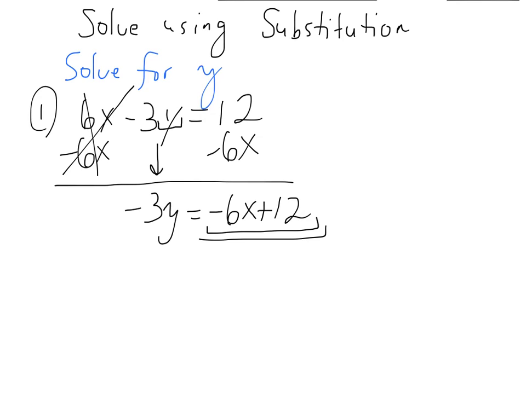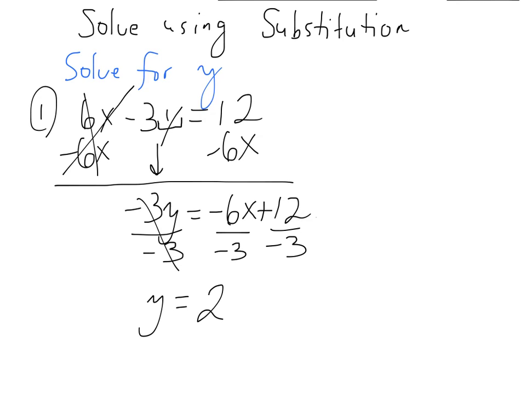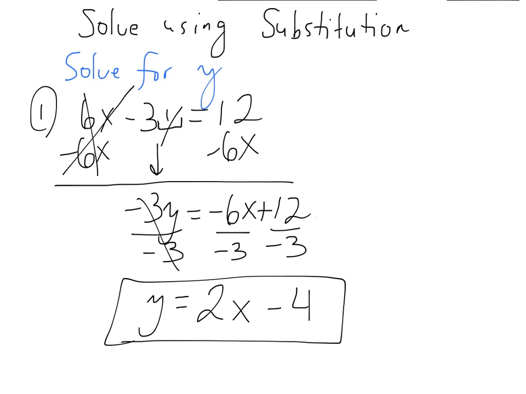Okay, let's continue. Now we need to isolate y, so we will divide everything by negative 3. Notice I divided the negative 6 and the 12 by negative 3. That is extremely important. You do not want to divide just the negative 6. You have to divide both negative 6x and 12. So this becomes 2x minus 4, and we have successfully isolated our variable, which in this case was y.